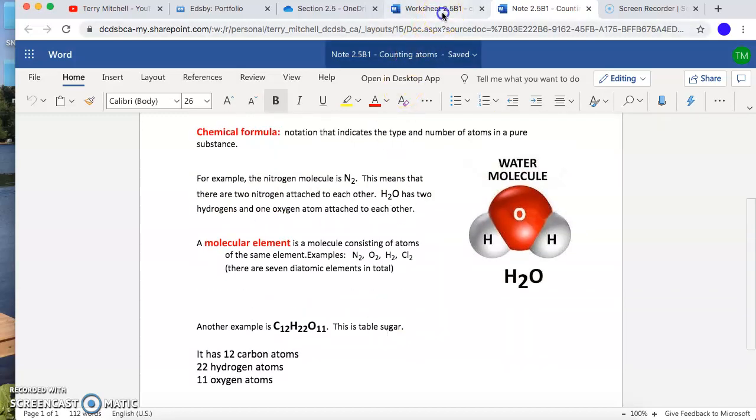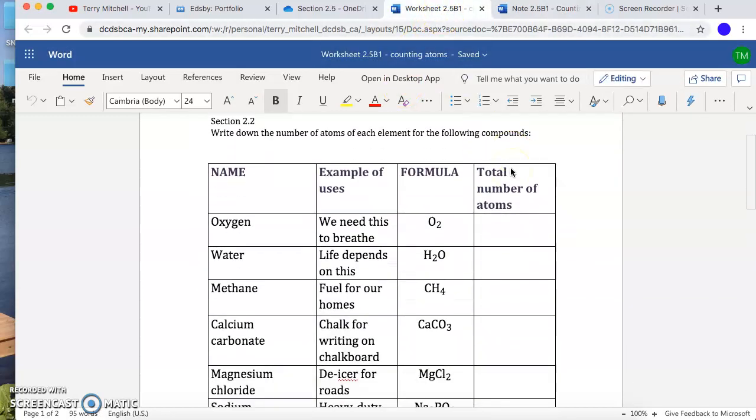So your job today is to go through these chemical formulas and tell me the total number of atoms. Oxygen, something that we need to breathe, is, as you know, O2. It's one of our diatomic molecules. So you're going to tell me that there are two atoms forming this molecule.